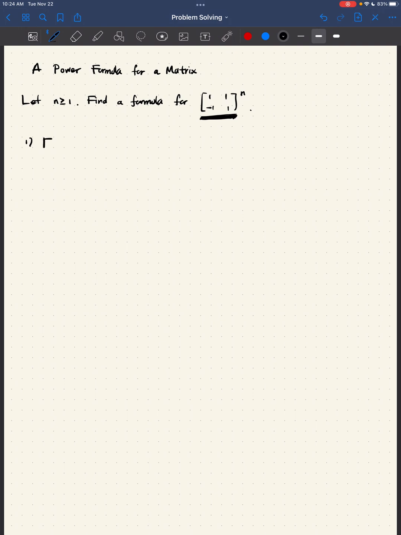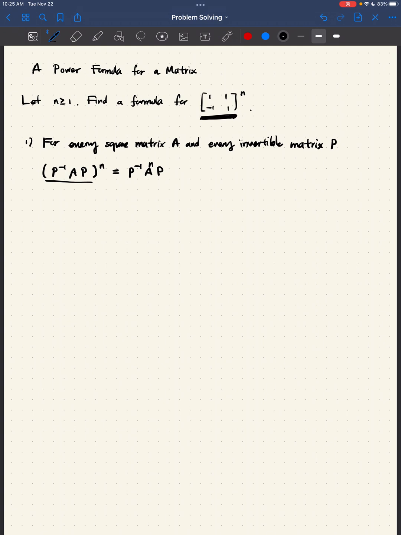Recall that for every square matrix A and every invertible matrix P, the power (P inverse A P) to the n is equal to P inverse A to the n P. So, in other words, finding powers of this form allows us to indirectly compute the powers of A to the n. Of course, whenever these two are available.